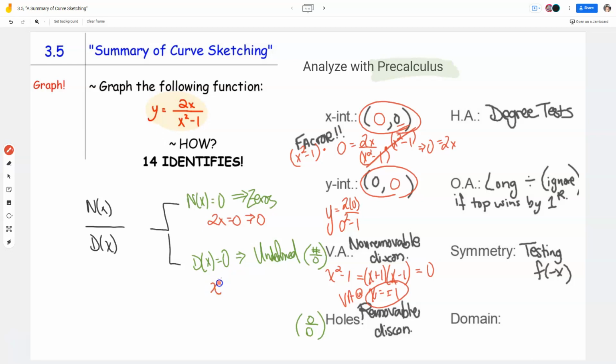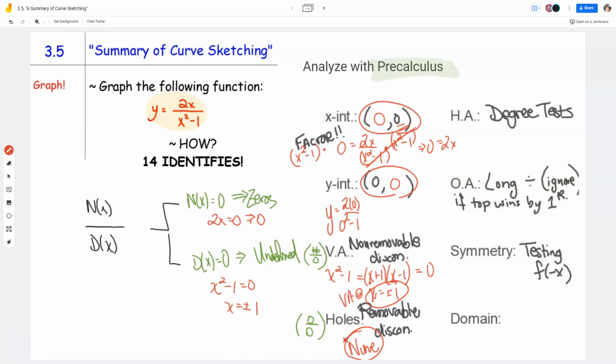This guy, x squared minus 1, we've got x equals plus or minus 1. The question for holes, are there any shared? No. Since there aren't any shared, are there any holes? The answer is no. So sometimes in this whole identifying thing that we're building right now, you just think we're doing pre-cal, but we're doing it for the purpose of analyzing that function, the equation, fully.